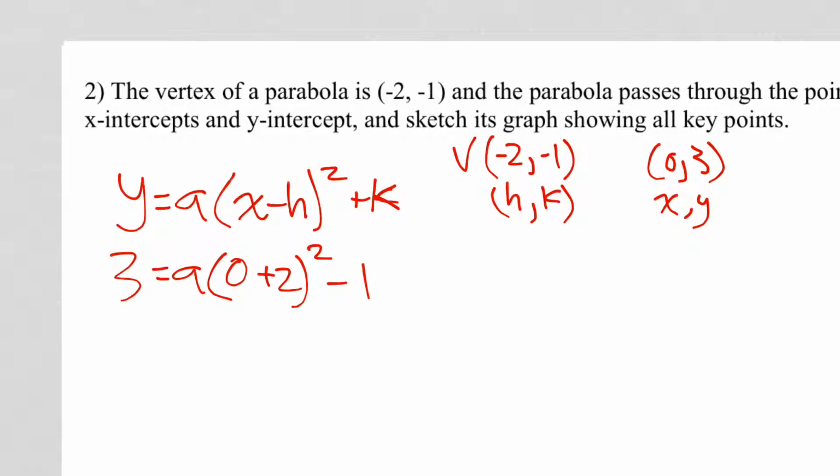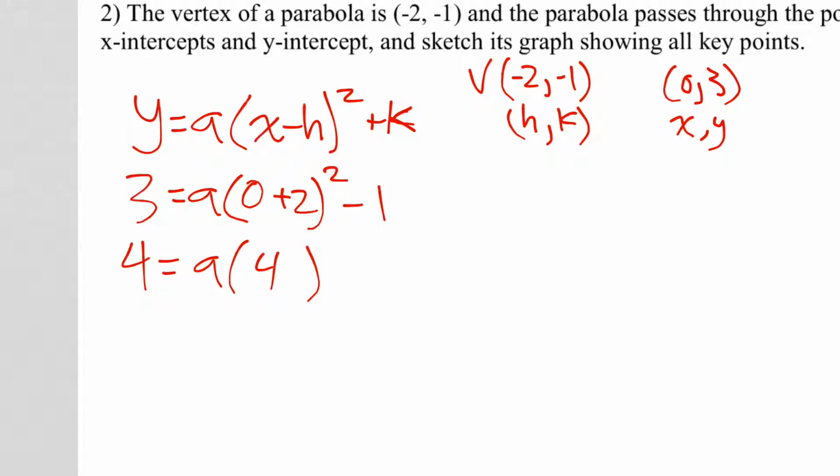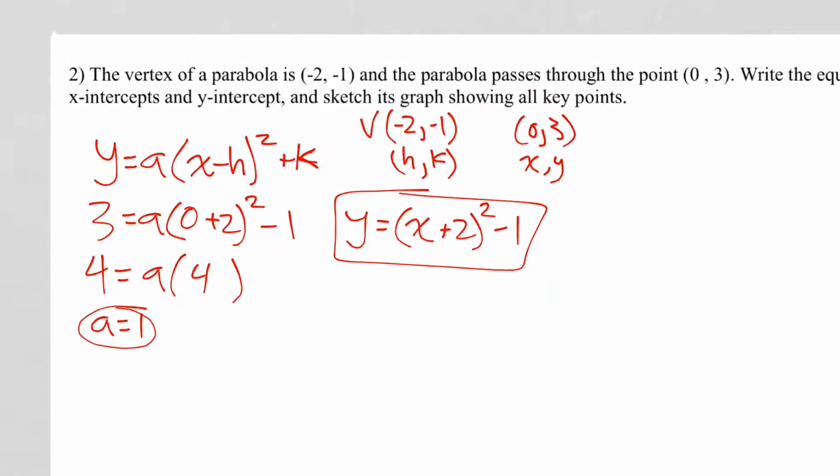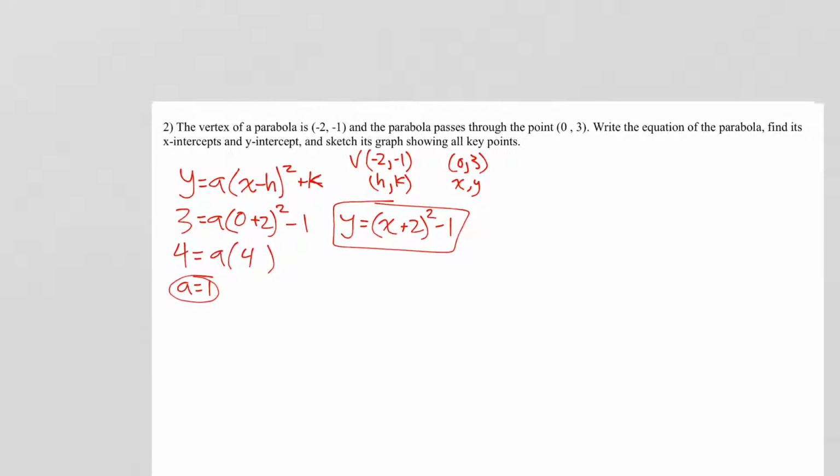And now simplify. So, add 1 to both sides, we get 4 equals a times 0 plus 2 is 2, squared is 4. So, look at that, divide by 4 on both sides, and we get that a is actually just 1. So now we need to write our equation, y equals (x plus 2) squared minus 1, plugging in what we know. So there is the equation.